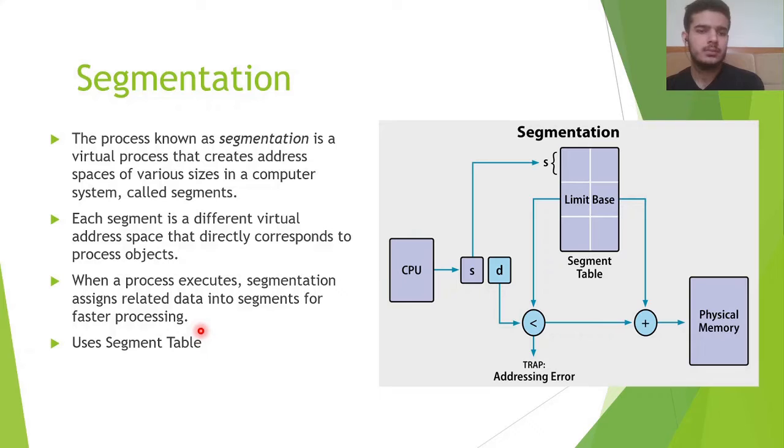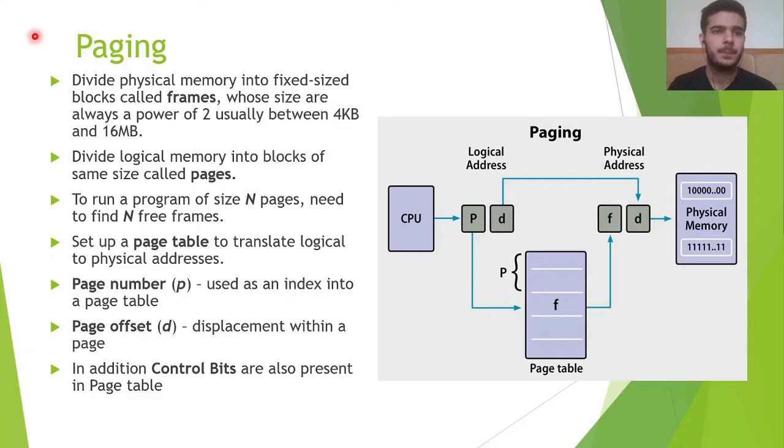So the data which is highly probable to be used together is placed in the same segment, and the data is clubbed into modules in different segments. For this, a segment table is used. Here we have a virtual address, and we go to the index of the segment table. We check whether the offset is less than the limit or not, because the range should be between base and base plus limit. If it is true, then we add the base to get the corresponding physical address.